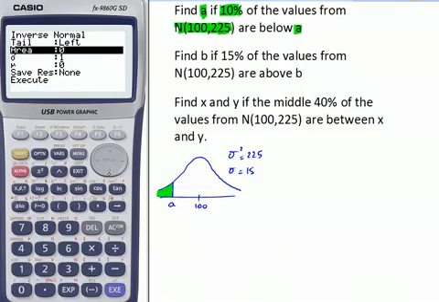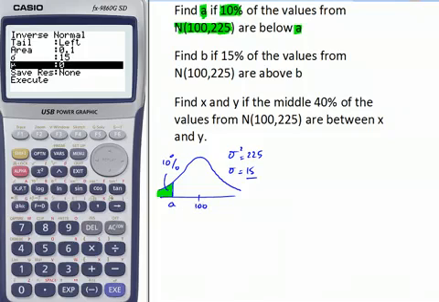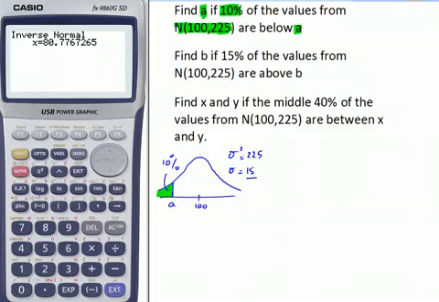What else do we need to know? Well, we need to tell it the area in that end. We know that is 10% of the values. But the area is given as a probability, so we need to put in that it is 0.1, not 10%. We then press execute. We need the standard deviation, and that's 15, and we need the mean, which is 100, so put that in as well. And we press execute again, we get our answer, so our value of A is equal to, to three significant figures, 80.8.